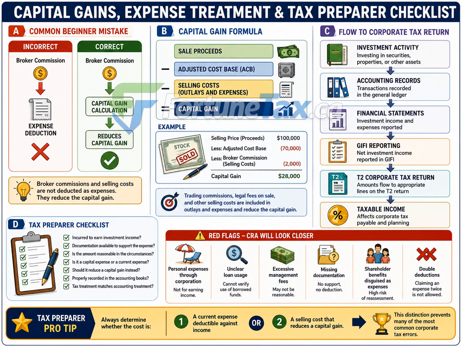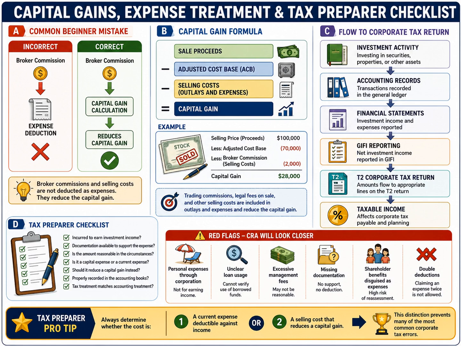On the right side of the slide, we see how investment information flows through the corporate tax process. Everything begins with investment activity. Those transactions are recorded in the accounting records, summarized in the financial statements, reported through GIFI reporting, transferred to the T2 corporate tax return, and ultimately affect taxable income. Understanding this flow is important because corporate tax preparation starts with proper bookkeeping and financial reporting.